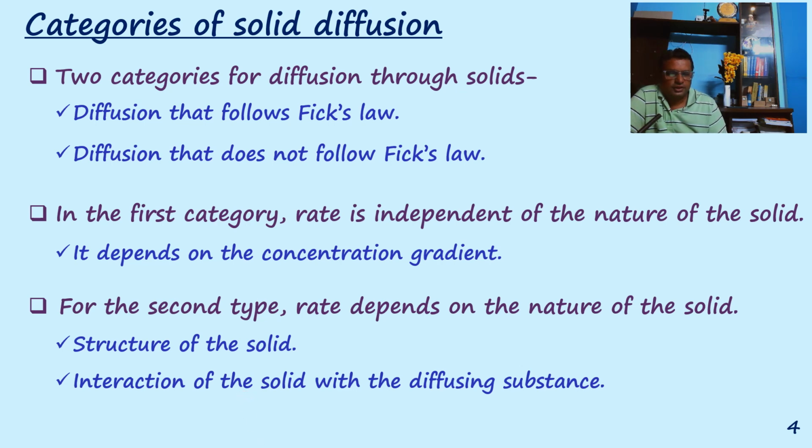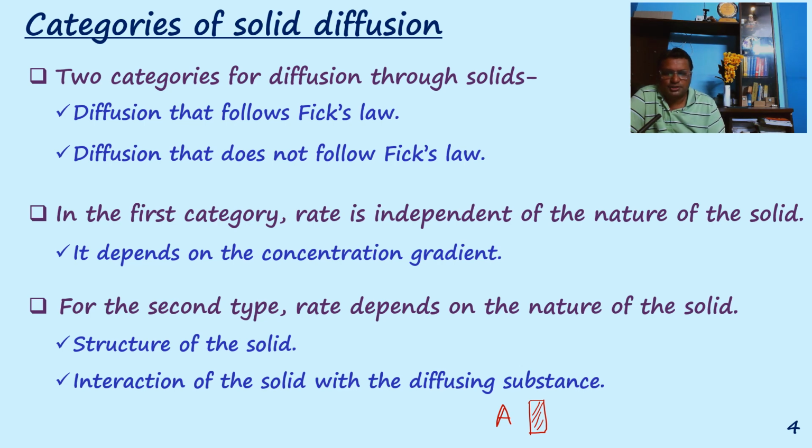So for example, say component A is diffusing through a solid, then how this component A reacts with the solid also has a major role in deciding the rate of diffusion. Okay, so in second category of diffusion, where Fick's law is not followed, structure of the solid is important. So you have diffusion through polymers in a different way, diffusion through crystalline solids in a different way, diffusion through porous solids in a different way.